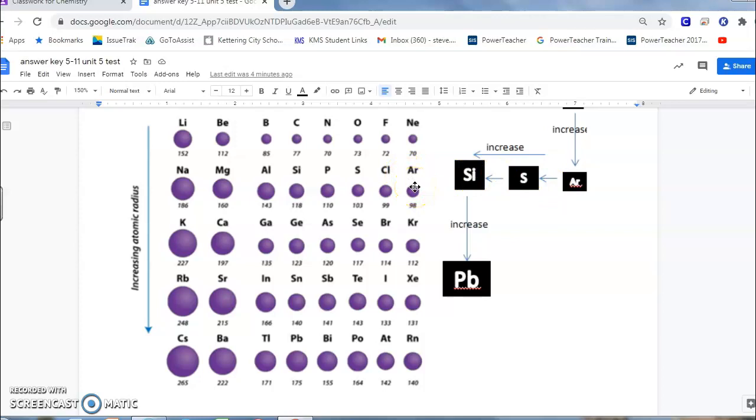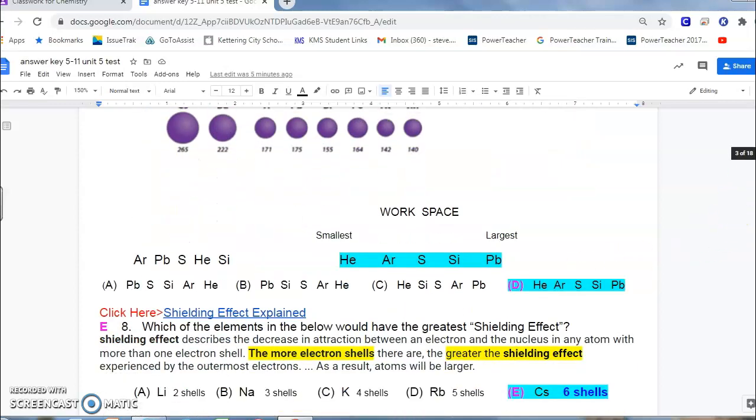So we go from argon. Sulfur's to the left of argon. They get smaller going left to right. That means sulfur is bigger. Silicon is to the left of sulfur. They get smaller left to right. So that means silicon must be bigger. And lead is 1, 2, 3 stories below silicon. So lead is definitely going to be the largest. So our order then would go helium, argon, sulfur, silicon, lead. That's letter D.